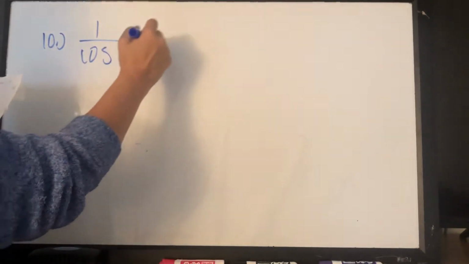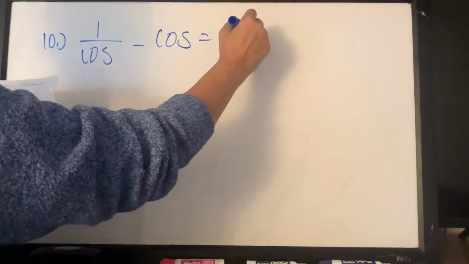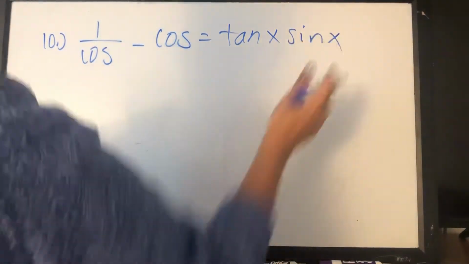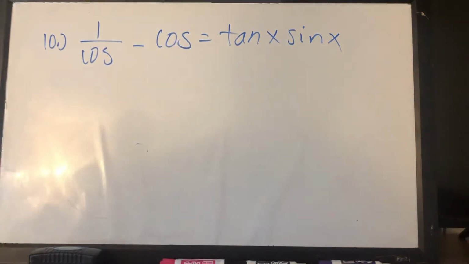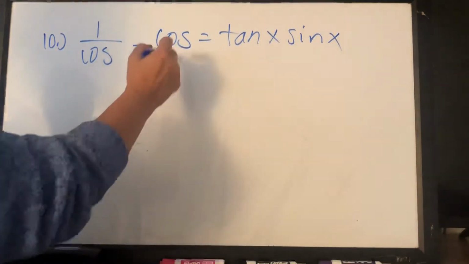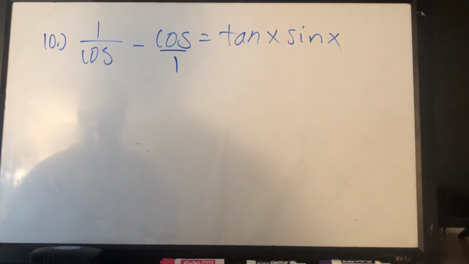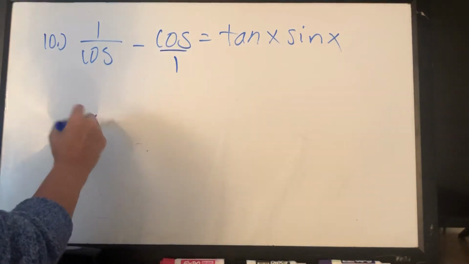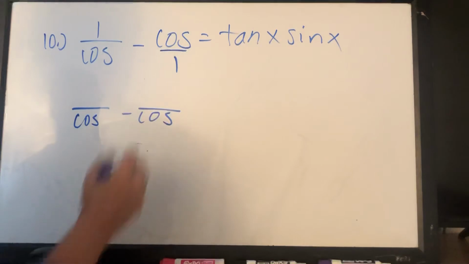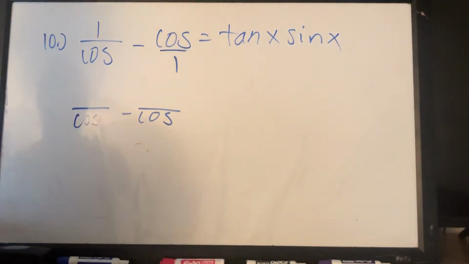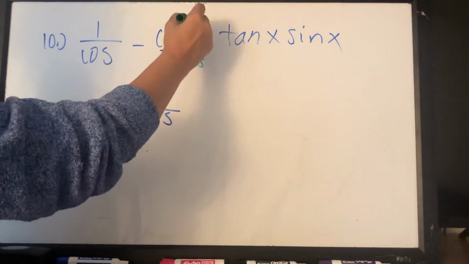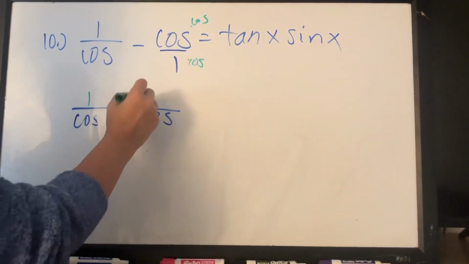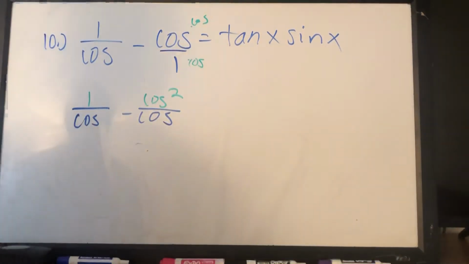Number 10. Let's see what we got here. 1 over cosine minus cosine equals tan x sine x. So again, guys, you've got a subtraction on the left, a multiply on the right. Okay, so I'm going to put this over 1. I'm going to get a common denominator. This one already has cosine. So I need to make that one have cosine. So I need to times the top and the bottom by that. So this is still a 1. This is cosine squared. Smush it together.